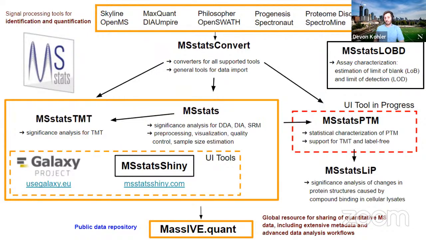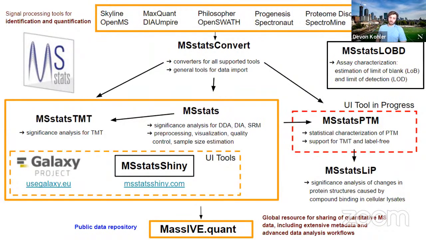MSstatsTMT also uses MSstats as the backend, but it's specifically for tandem mass tag quantification. We have two UI tools for MSstats and MSstatsTMT, Galaxy, which Melanie developed, and also MSstats Shiny, which we went over yesterday. So only MSstats and MSstatsTMT are currently available in the UI tools, but MSstatsPTM is also being integrated into Shiny right now.